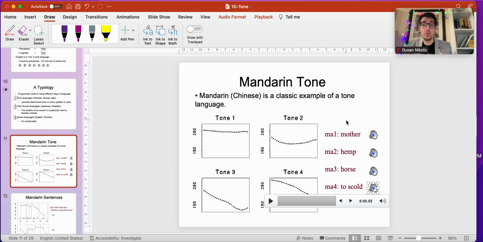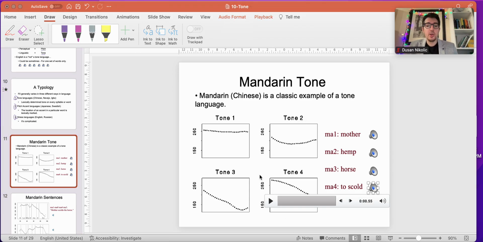They are superimposed upon the word ma, and they all mean different things. That's why tone is contrastive in a language such as Mandarin, right? Okay, and hopefully you can hear the difference.